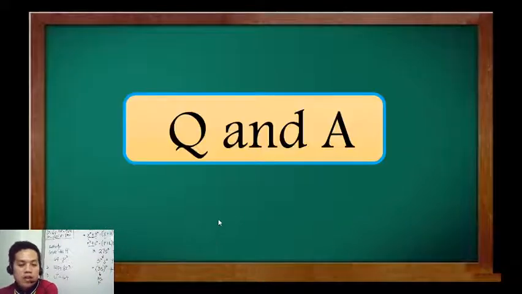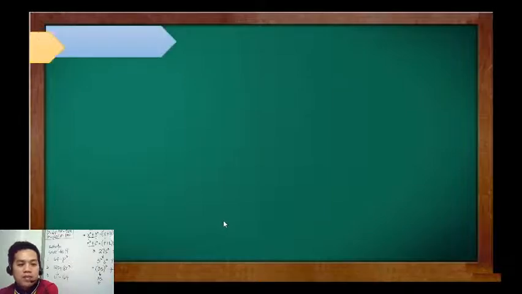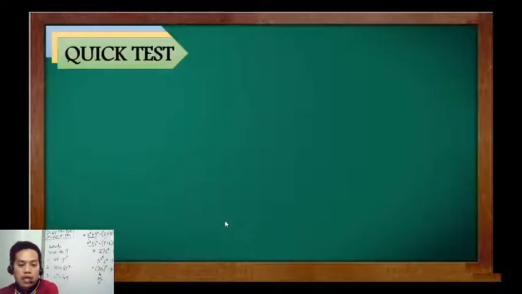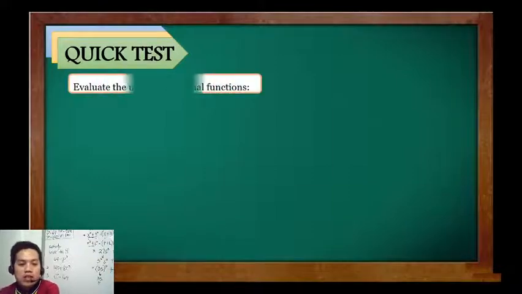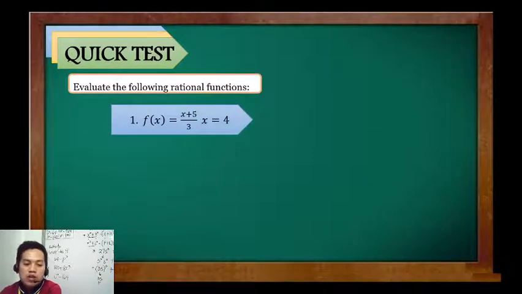Okay, so now let us have a quick test regarding our discussion for this afternoon. Evaluate the following rational functions. Number 1, if f of x is equal to x plus 5 over 3, find the value of the rational function given the value of x, which is 4. Okay, so I'll give you 2 minutes.